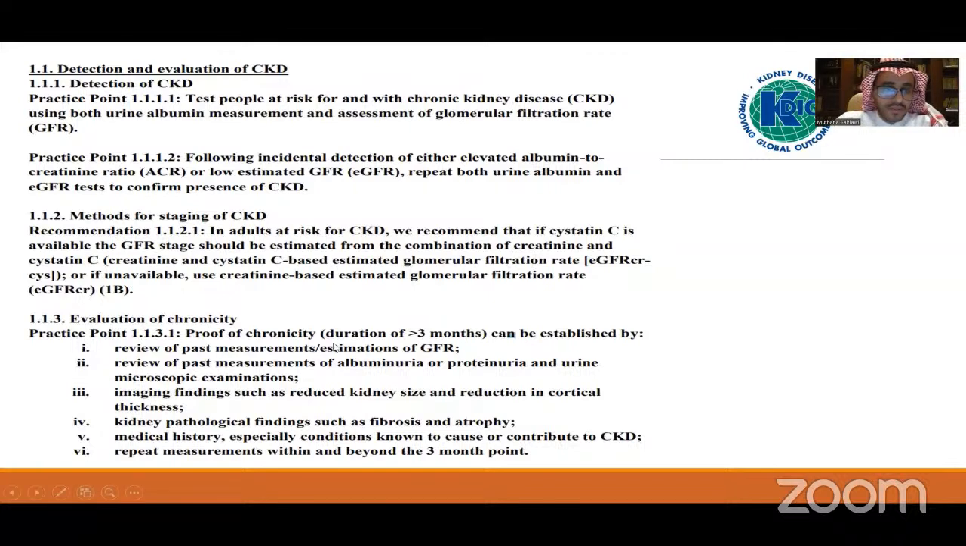Following identification of the abnormality, then we go to evaluate the chronicity. As we said, the abnormalities in kidney structure or function have to be there for more than 3 months to say that this is a CKD. And the chronicity can simply be assessed by looking into previous GFR measurements, or by looking at the previous albuminuria on urine examinations. Other features that can help in assessing the chronicity is the kidney ultrasound, which can sometimes show a reduced size kidney, or also a reduction in the cortical thickness.